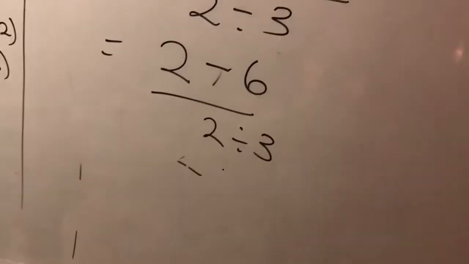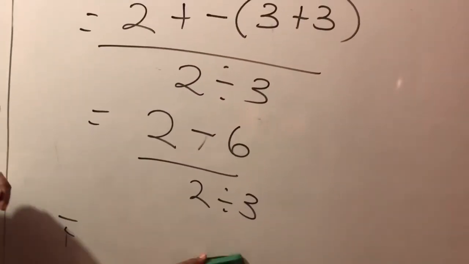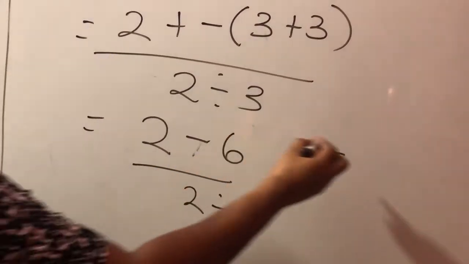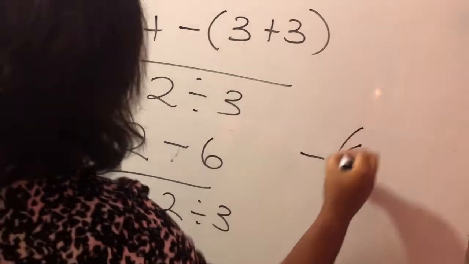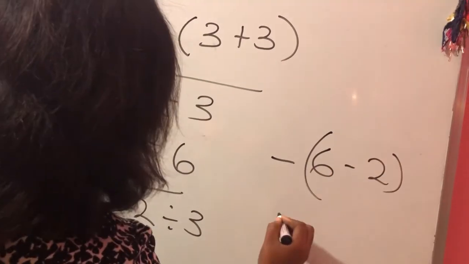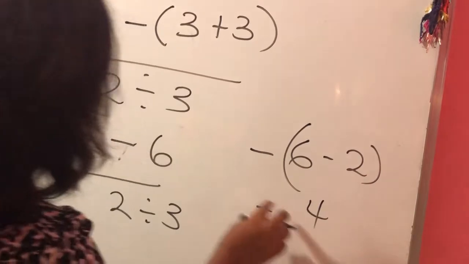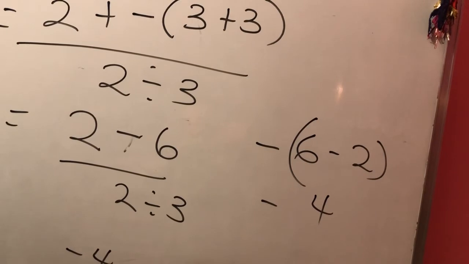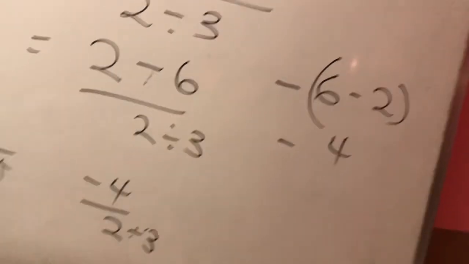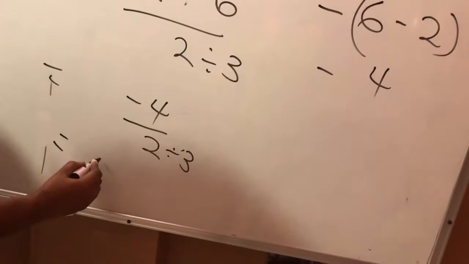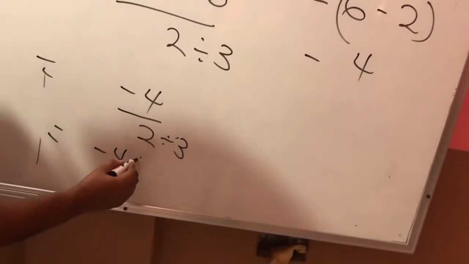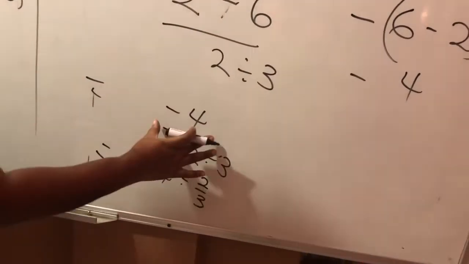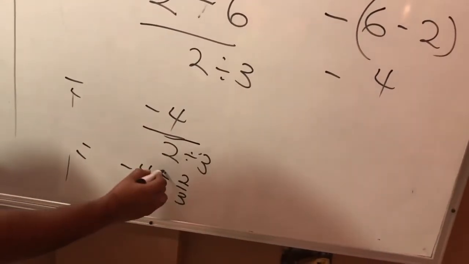Okay, now the negative number is bigger, right? So you bring your negative sign, you bring your 6, then your minus 2. So 6 minus 2 is what? 4. So your answer at the top here is negative 4, all divided by 2 divided by 3. Now you know this one can be rewritten as negative 4 divided by 2 over 3. You get it? Because this one is also division. It's also division. So we have it as this.